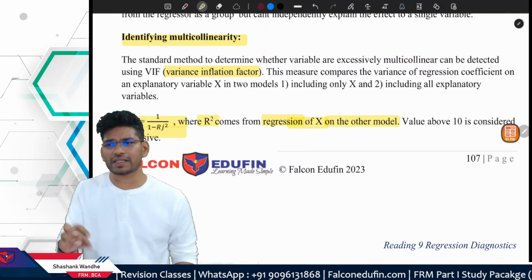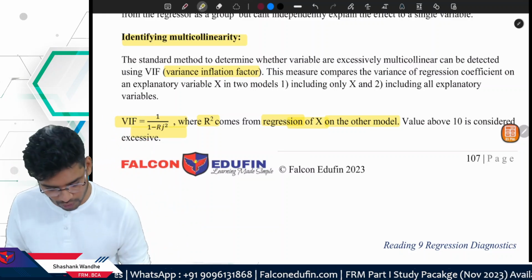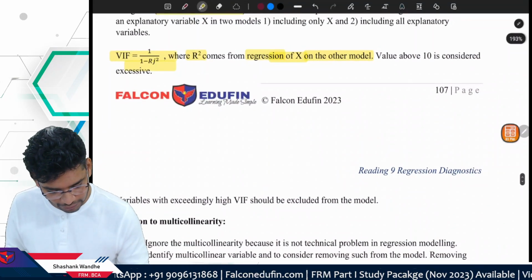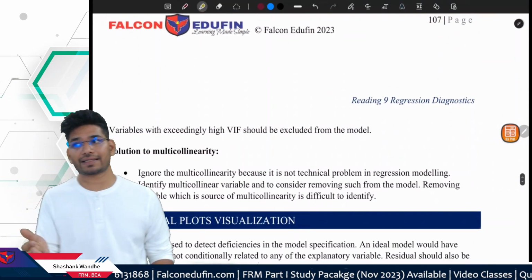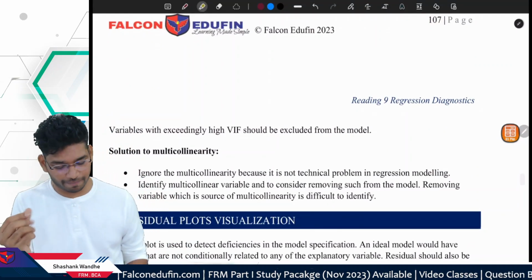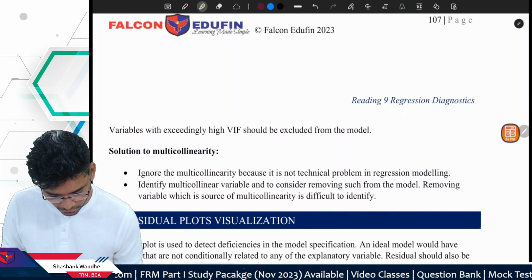So this is very simple. You have to regress x on the other x, find the R squared, and then use the VIF. If the value is above 10, this is considered excessive, and if it is excessive, then we consider the two variables to be correlated.